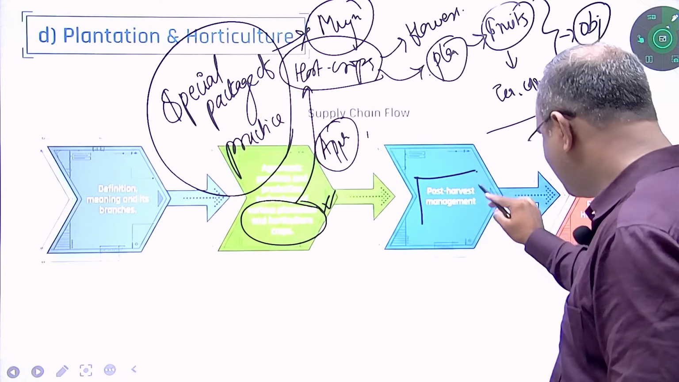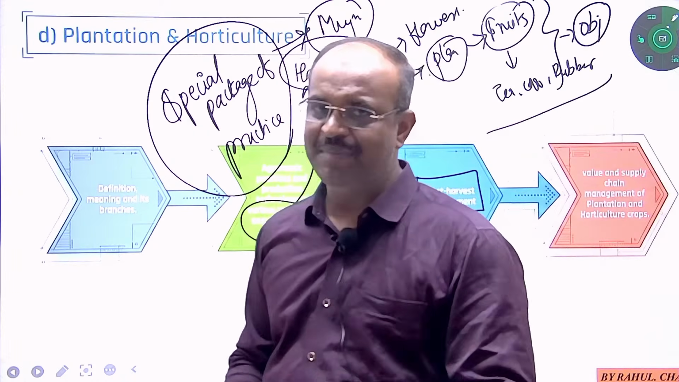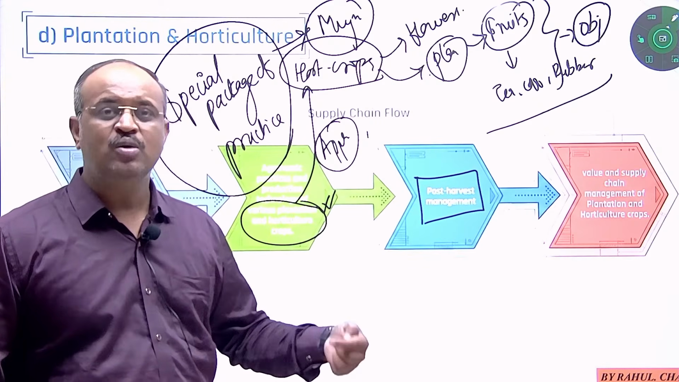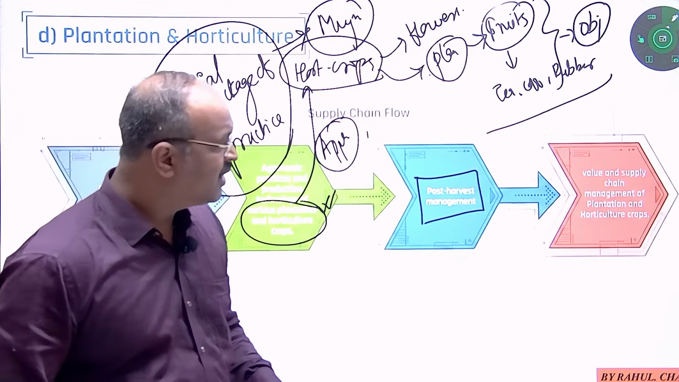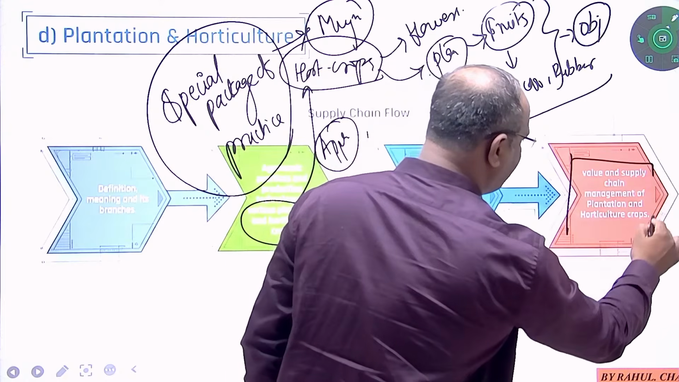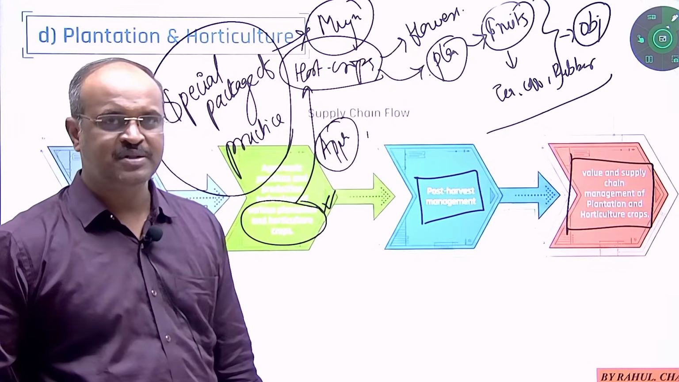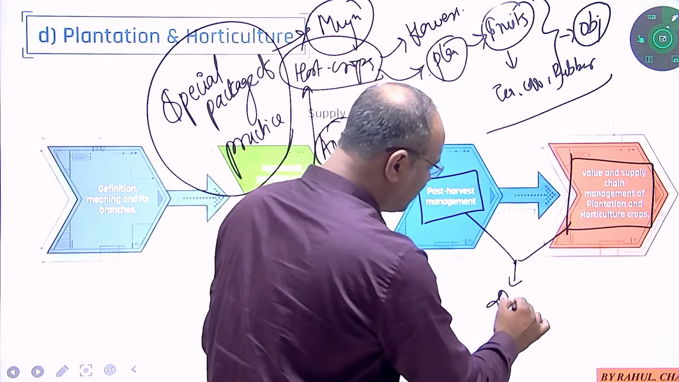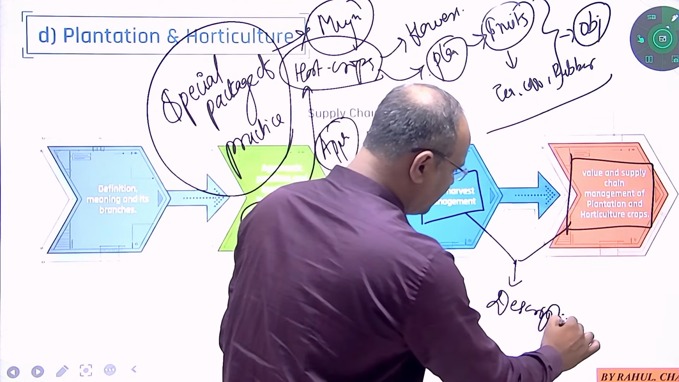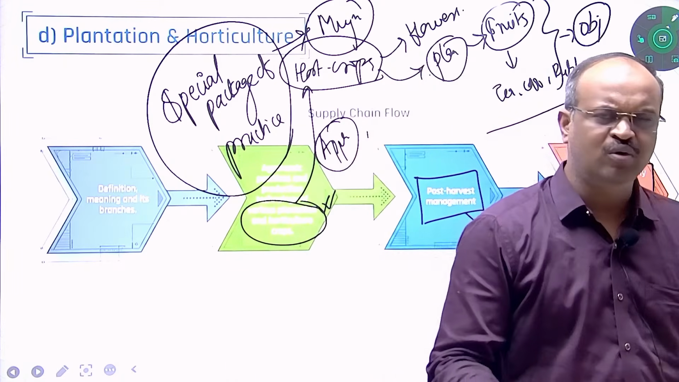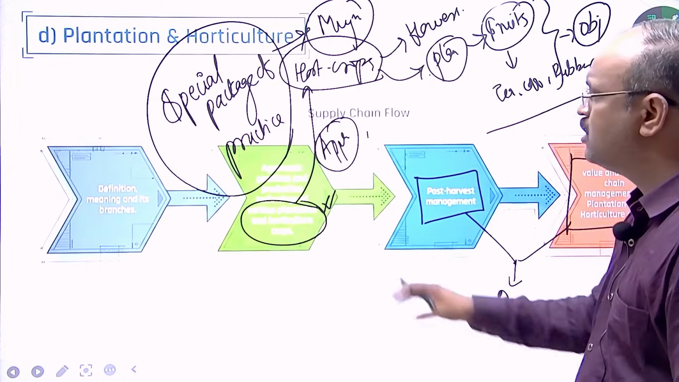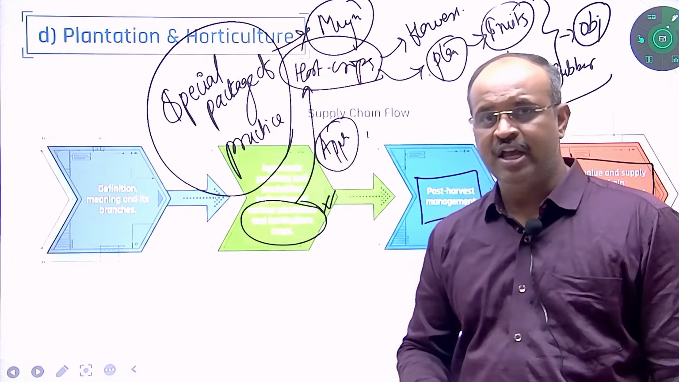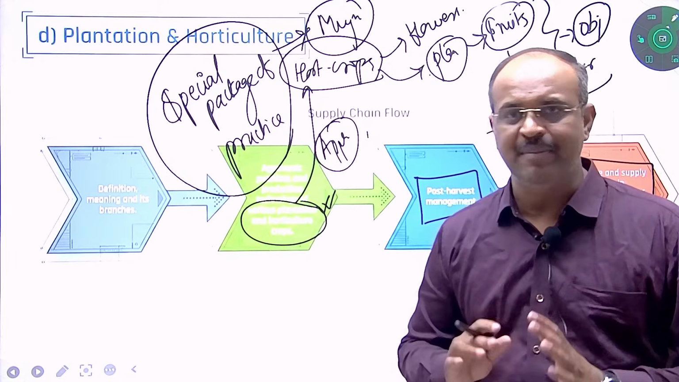Then post-harvest management, of course, in the agro-processing industry, the question can be asked with respect to the post-harvest management. Yesterday we have seen the question, how the questions are being asked with respect to the post-harvest management. Then it is the value and supply chain management of plantation and horticulture crops. So again, you will be getting the questions from here and here, especially in the descriptive pattern. Not mostly from the objective point of view. So I will say plantation and horticulture crop is a very important topic where you have to focus. Again, after the agronomy, it is one of the most important topics, remember.